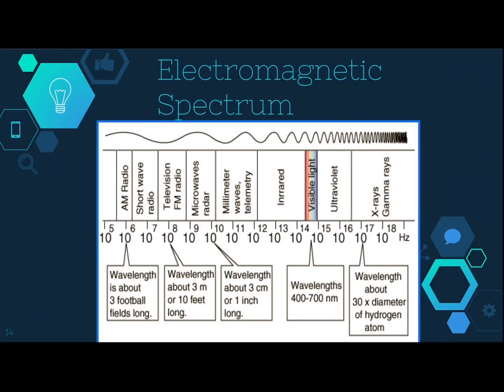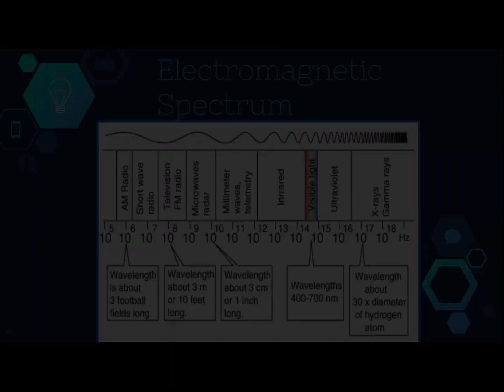Here's one more picture for you. One thing I wanted to note on here, AM radio waves, the length is 3 football fields long, so very, very, very large waves. If you look at the top of this picture, it kind of shows you what that wavelength looks like and the frequency looks like. Over near gamma rays, that frequency is so incredibly high.